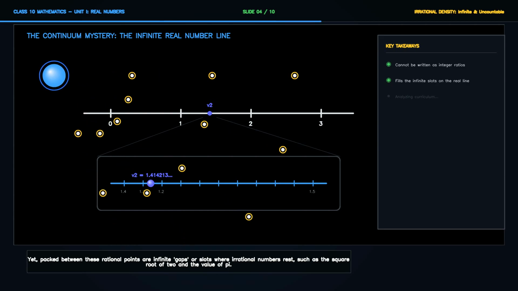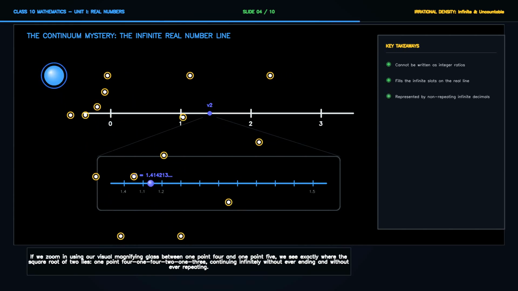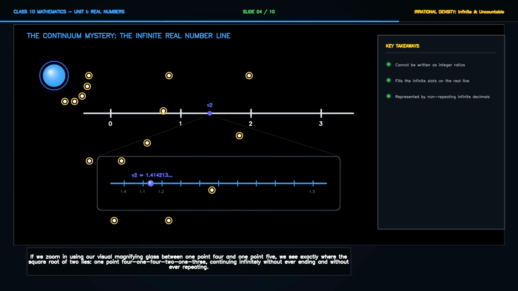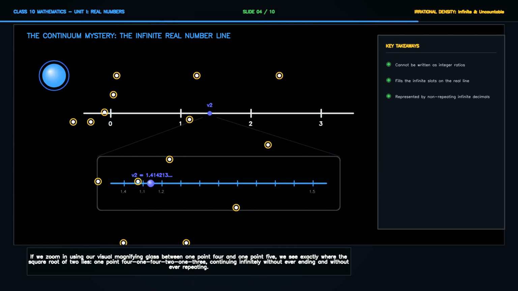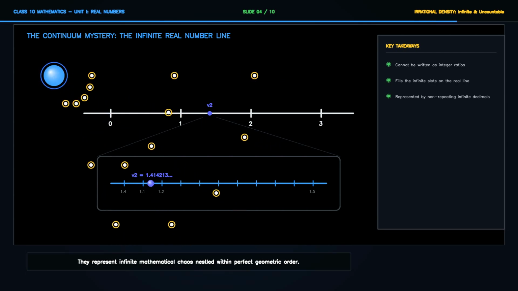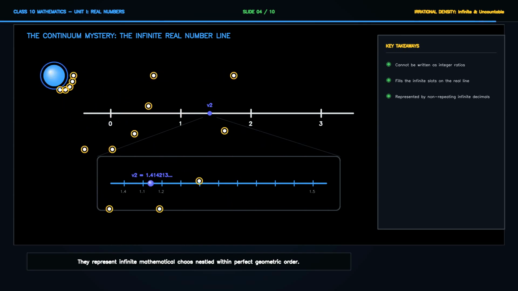If we zoom in using our visual magnifying glass between 1.4 and 1.5, we see exactly where the square root of 2 lies: 1.414213, continuing infinitely, without ever ending and without ever repeating. They represent infinite mathematical chaos nestled within perfect geometric order.